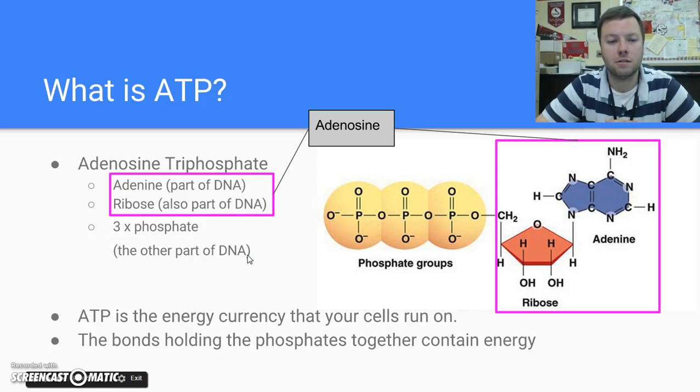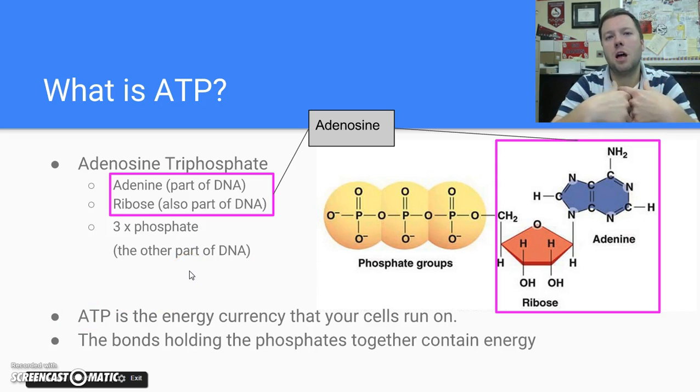All right, and then there's three phosphates. Again, tri as in three. So that's the other part. So adenosine triphosphate. It's the energy currency that your cells rely on.